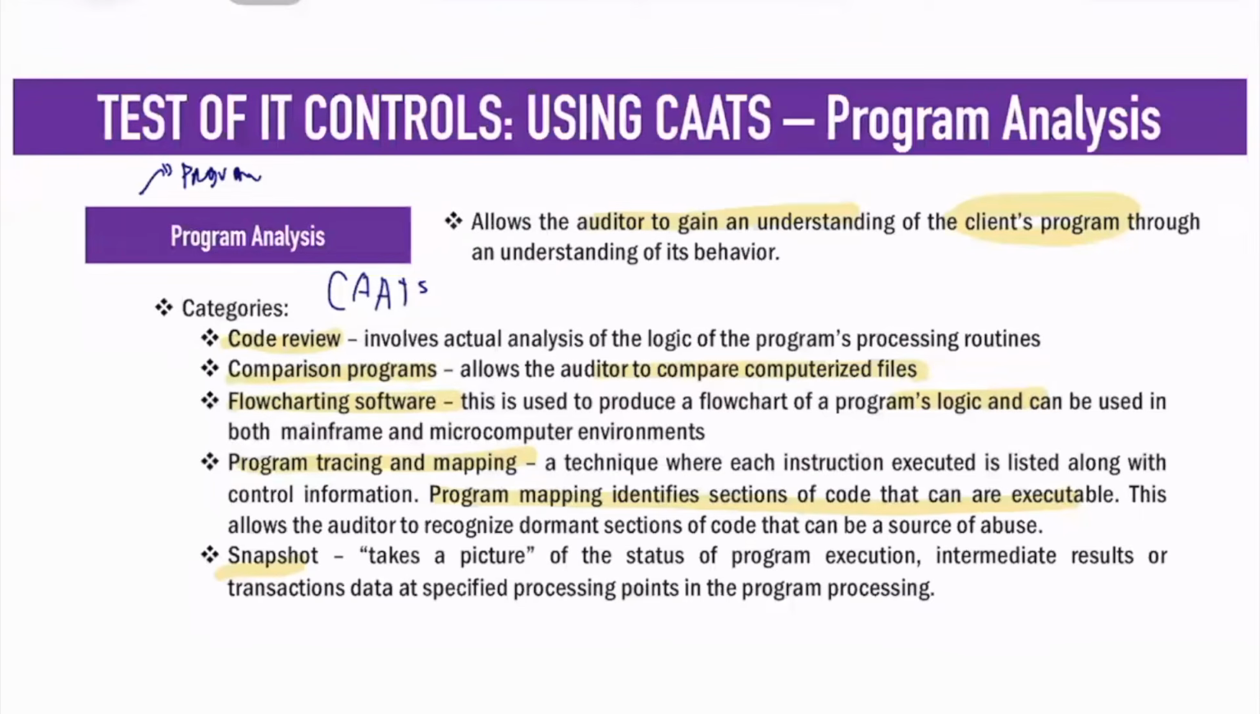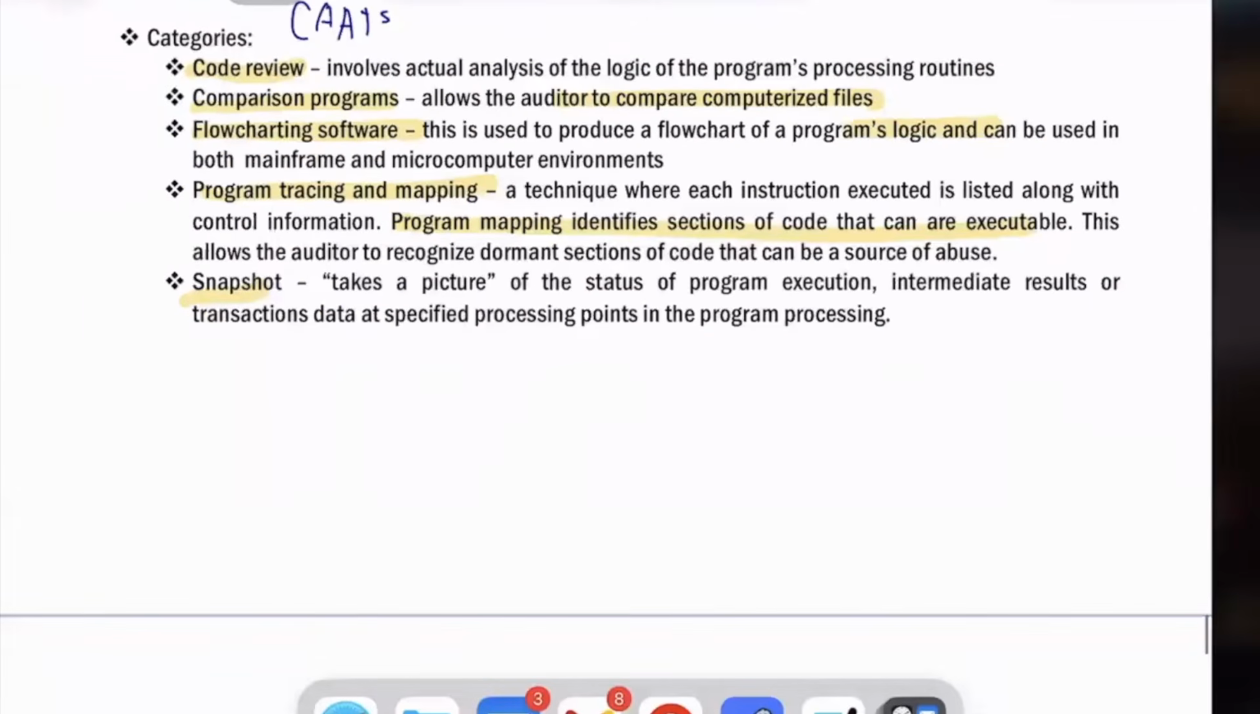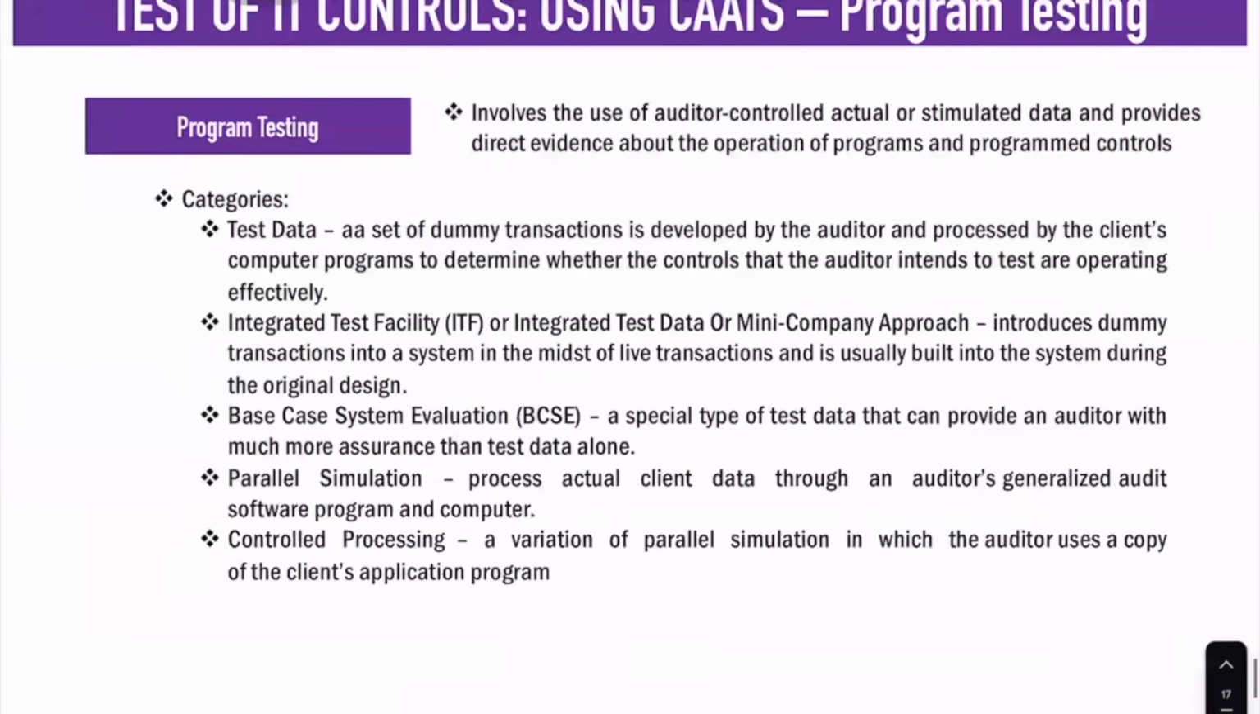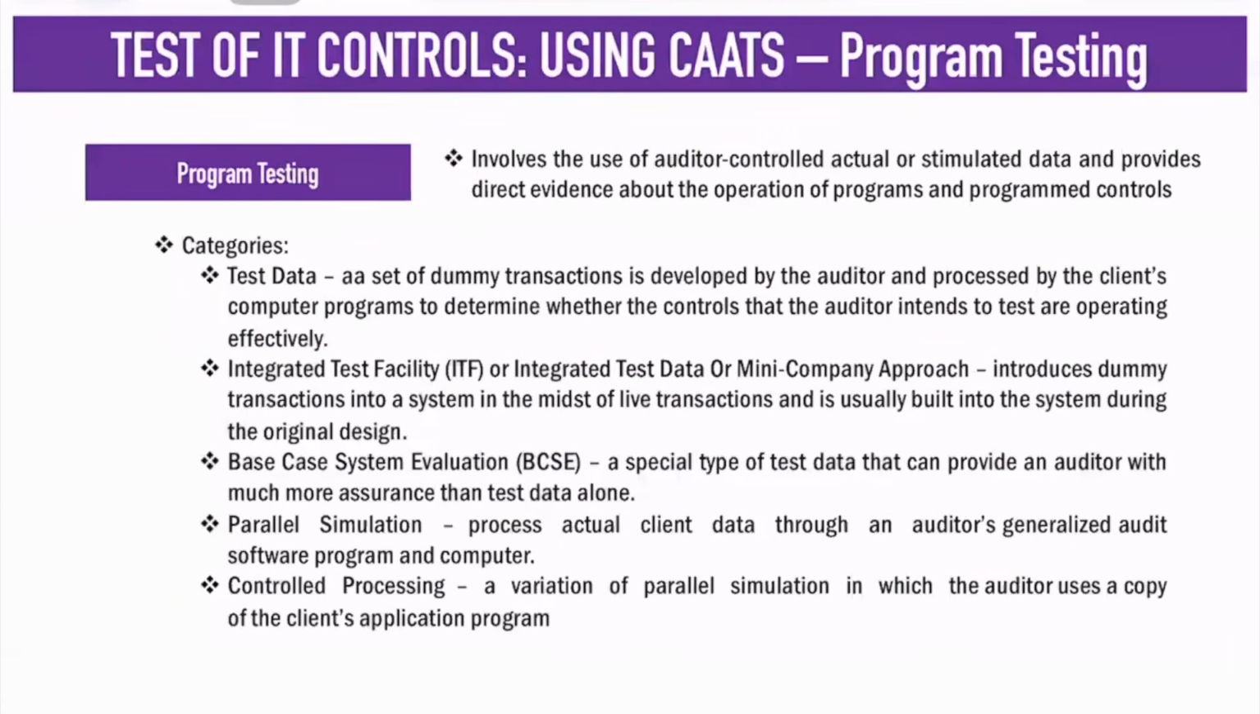So these are the different ways to test the program itself: code review, comparison, flow charting, program tracing, and snapshot. How about if we want to test the program? So program testing. Program testing involves the use of auditor-controlled actual or simulated data.